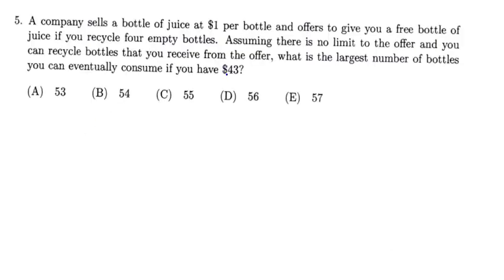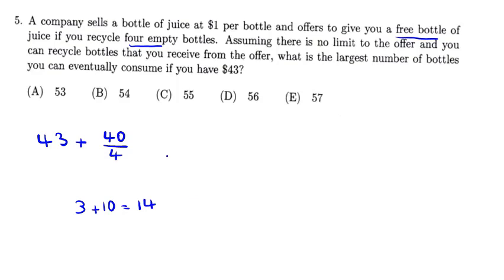So here at first, 43, it says what's the largest number of bottles you can eventually consume. So at first you buy 43 bottles. Then you don't have money, you have 43 bottles. Then it says you get a free bottle of juice if you recycle 4 empty. So 43 you can use 40 of them, and for 40 you divide by 4, and 3 bottles are left. 40 over 4 is 10. You get 10 bottles, so plus 10, now you have 14 bottles.